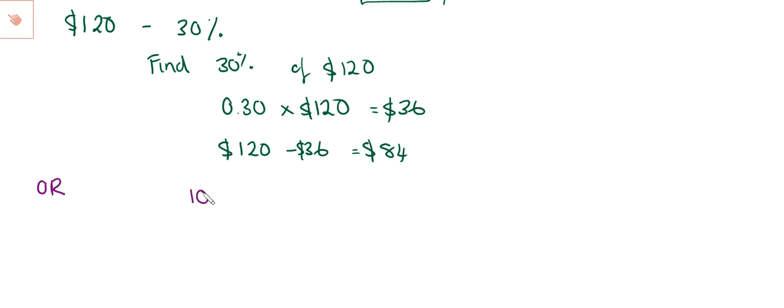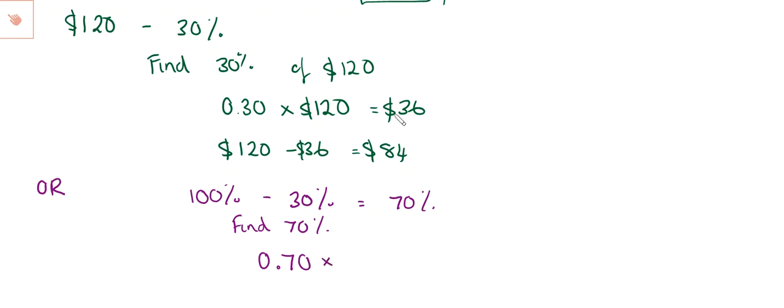So if it was 100% minus the 30% leaves me with 70%. So I'm actually going to find 70% instead. How do you do that? I just do 0.70 times 120. Straight to 84, no need to subtract, because before we were finding 100%, and now we're just finding 70%. Exactly.